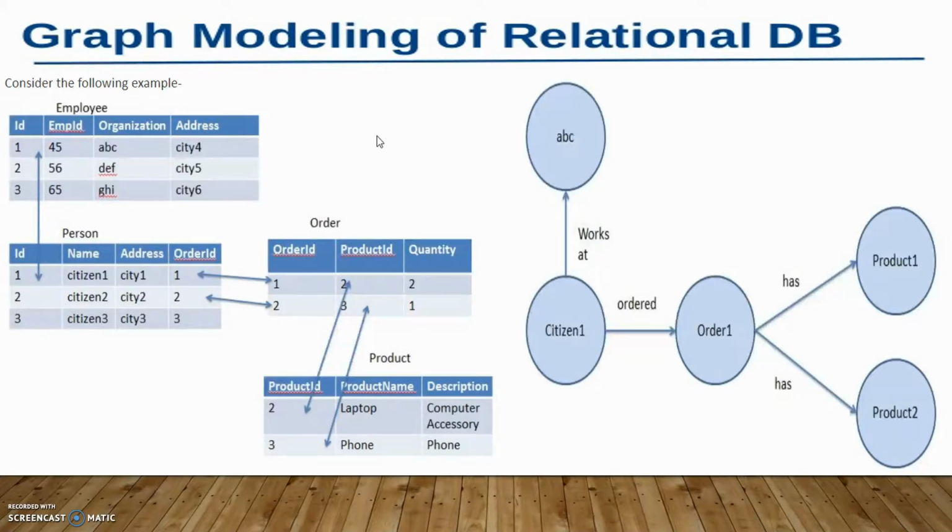But if I want to express the same relationship in my graph database, then the results will be much quicker. Here I can easily traverse from one node to another node and I can easily find which employee uses which product. So a graph database is pretty useful when we have to deal with multiple relationships.